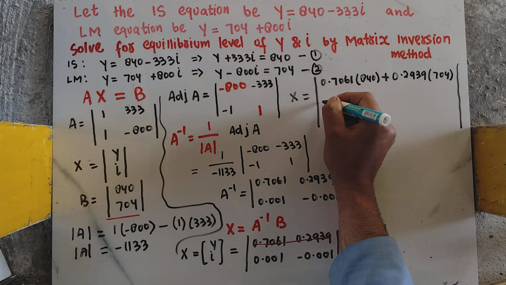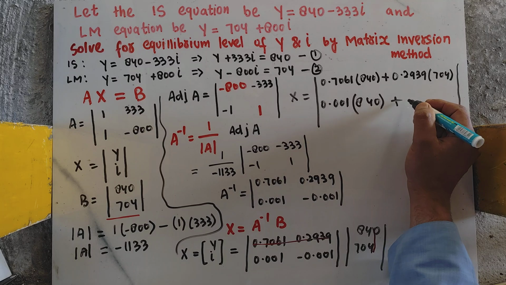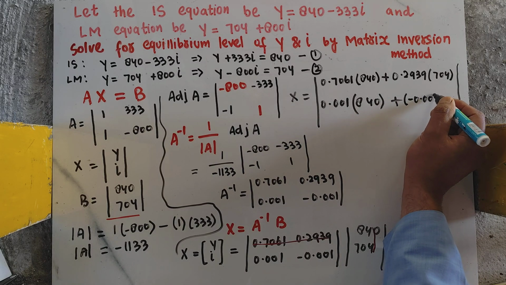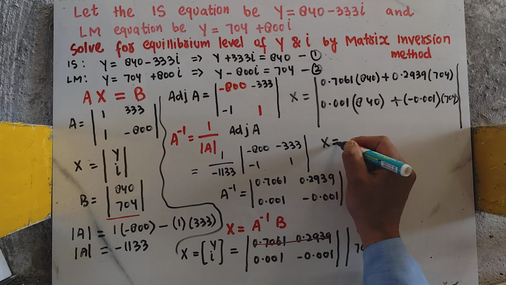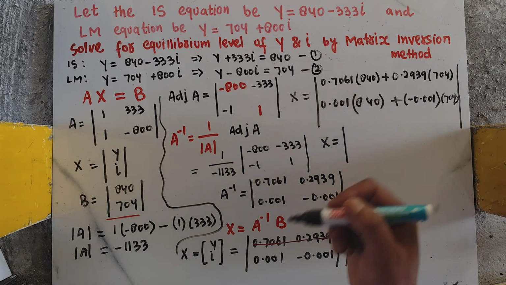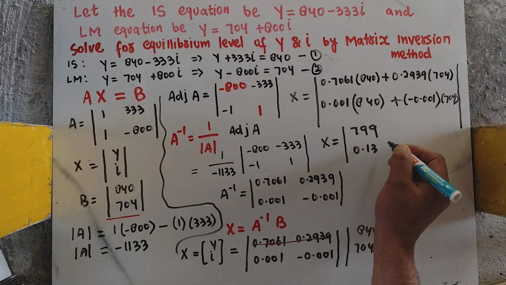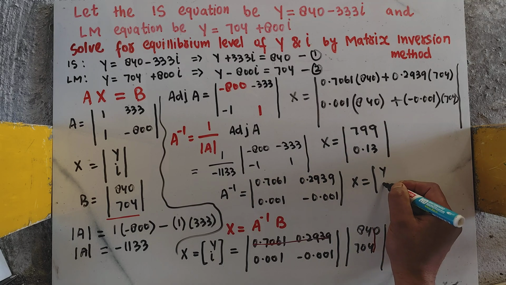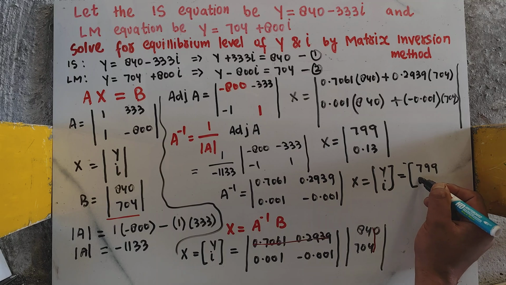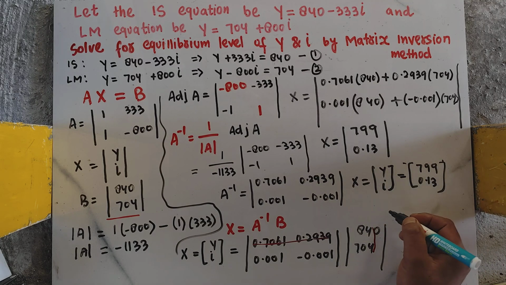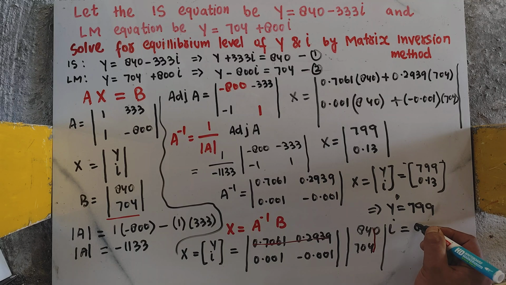So we have 0.001 times 840 plus negative 0.001 multiplied by 704. That means our x will be equal to, doing this calculation, we will get 799, and here we will get 0.13. Since we know that x is equal to y and i, this gives us the value of y: y will be equal to 799, which is our equilibrium level of income, and the rate of interest is 0.13.